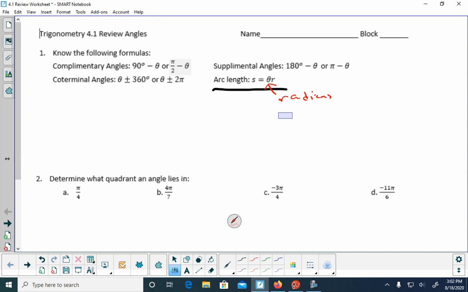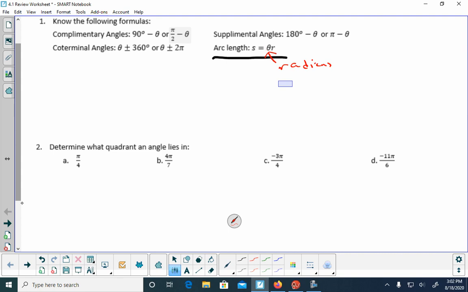All right, so let's start going over some of the examples. Number 2, determine what quadrant an angle lies in. So pi over 4 is a simple one. It's no laps around the unit circle. I'm going to remember my quadrants: this is 0, this is pi over 2, or 1/2 pi, this is pi, and this is 2 pi. So pi over 4 is less than 1/2, which means it's going to lie somewhere in the first quadrant.